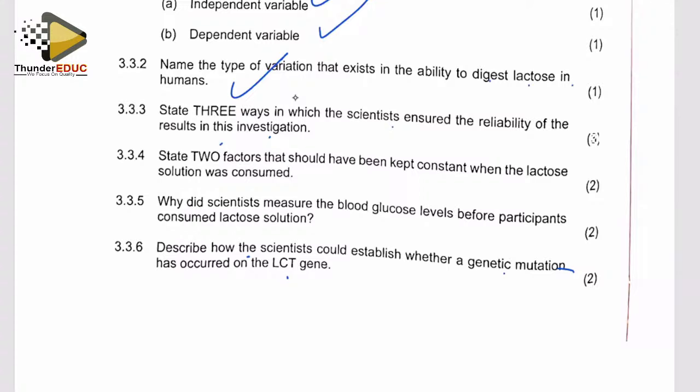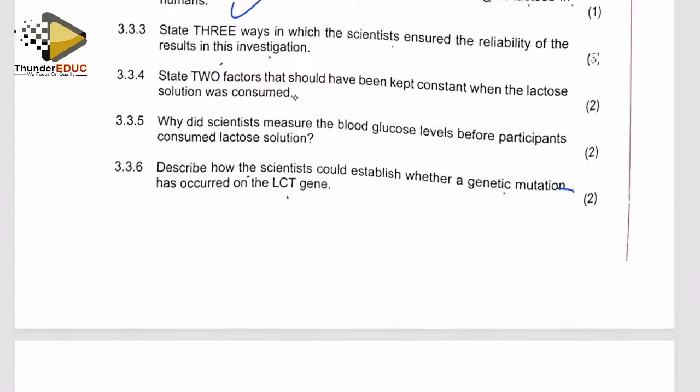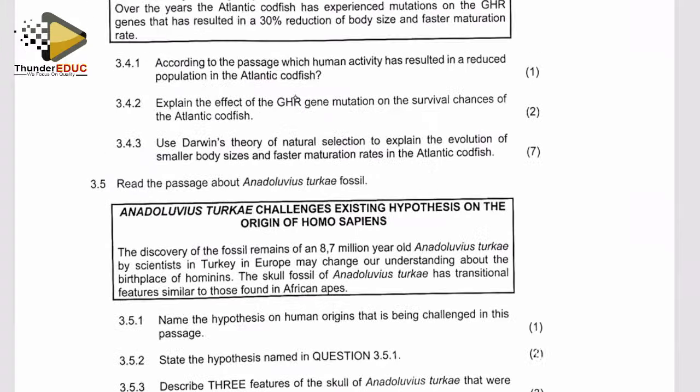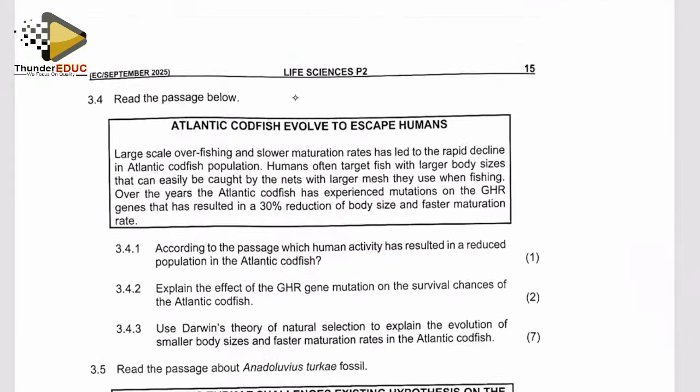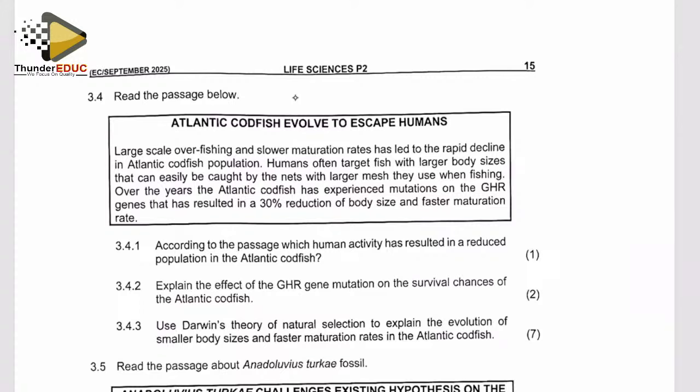So they have to first identify the one which is tolerant and the one which is intolerant, and then after that they must compare. And they see that the one which is intolerant, maybe the mutation occurred. If there is a difference, then automatically it shows that there was a change in the sequence of the gene, which means that it was a mutation. Then we go to the next question.